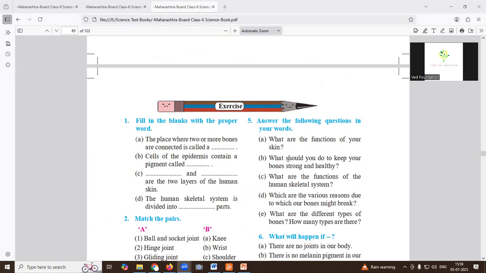What are the functions of your skin? Functions of skin are: skin protects the body from germs, injuries, and harmful rays. Skin regulates body temperature by sweating. Next, skin helps us feel things like hot, cold, rough, smooth, etc. Skin removes waste in the form of sweat, and skin produces vitamin D in sunlight. These are the functions of skin.